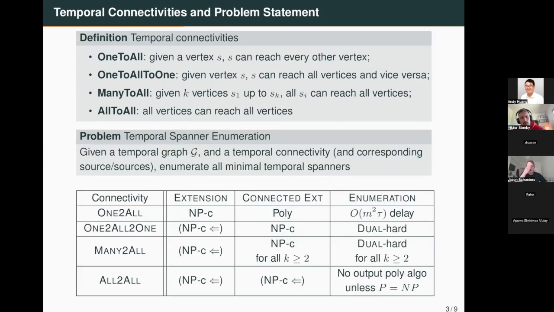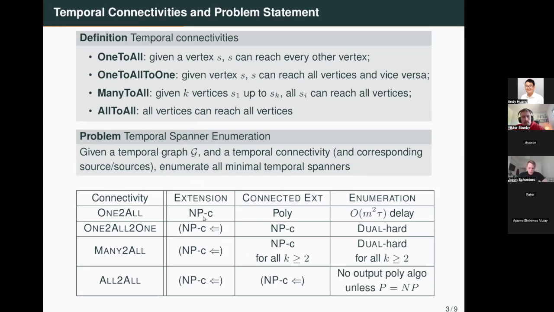So moving on, we have our temporal connectivities. We had our definition of a spanner earlier, and we had our introduction to enumeration. Now we put all of these together in the main problem that we study here, which we call temporal spanner enumeration. This is the problem of, when given a temporal graph G and a temporal connectivity among these ones, enumerating all minimal temporal spanners.